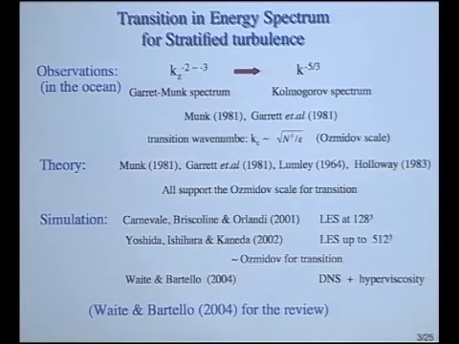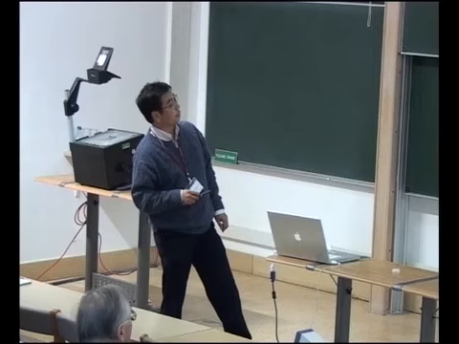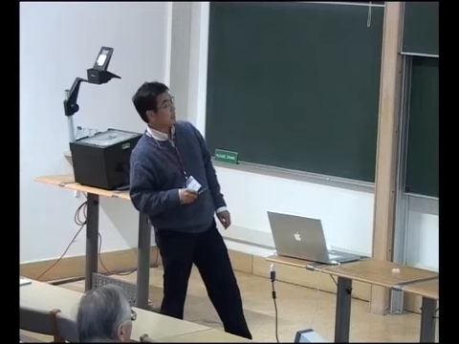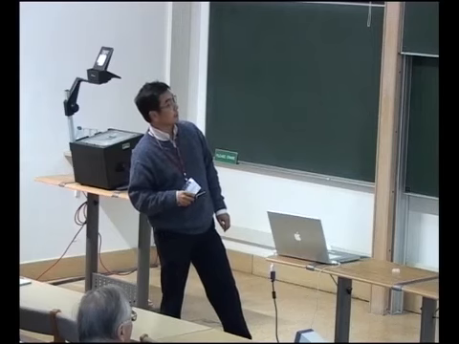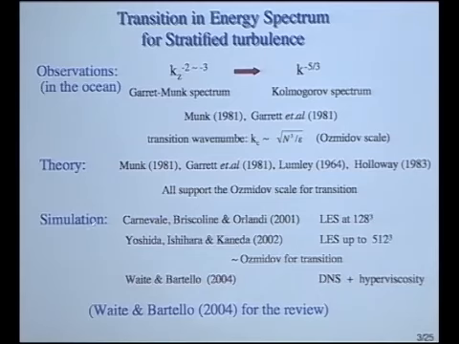These are a summary of observations, theory, and simulations. First, observations: the vertical spectrum is -2 or -3 transitioning to the Kolmogorov spectrum, which was presented by Monin and Garrett. For the transition wave number, they presented the Ozmidov scale. Theory also supports the Ozmidov scale for the transition, by Monin, Garrett, Lumley, and Holloway.